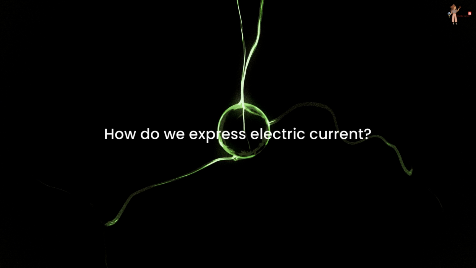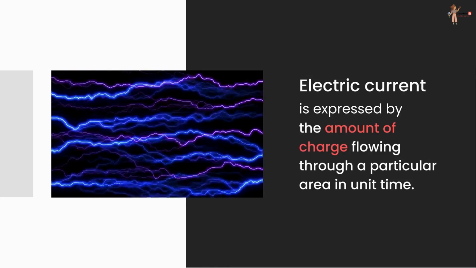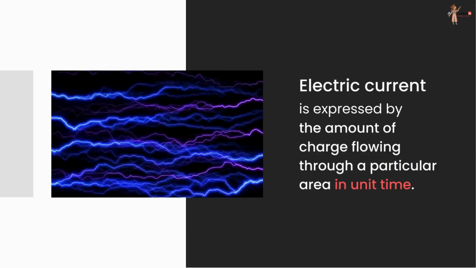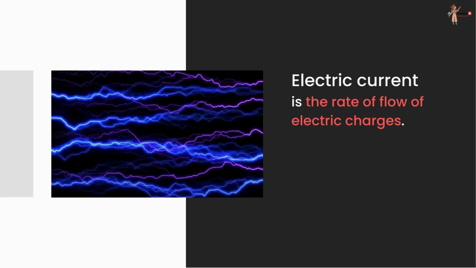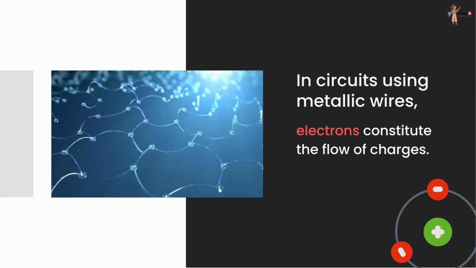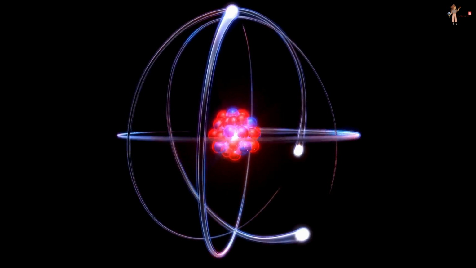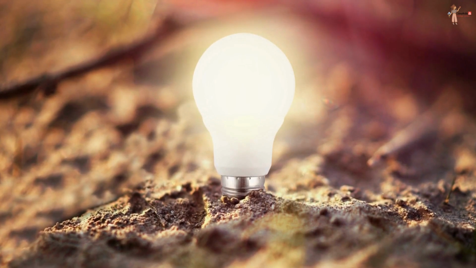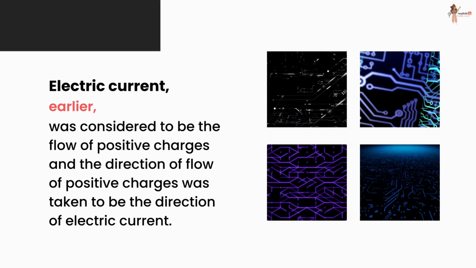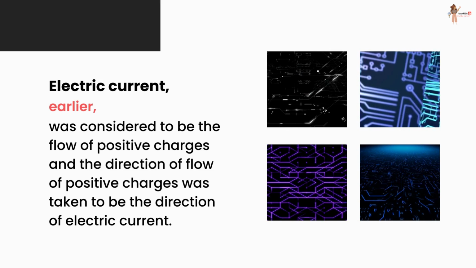Now, how do we express electric current? Electric current is expressed by the amount of charge flowing through a particular area in a unit time. In other words, it is the rate of flow of electric charges. In circuits using metallic wires, electrons constitute the flow of charges. However, electrons were not known at the time when the phenomena of electricity was first observed. So, electric current was considered to be the flow of positive charges, and the direction of flow of positive charges was taken to be the direction of electric current.